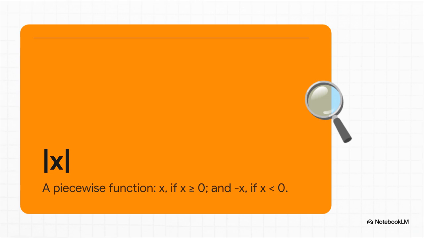Now, this is how mathematicians write down the official rules for calculating that distance. It's called a piecewise function, which sounds complicated, but it's not. All it says is, hey, if a number x is already positive or 0, its distance is just itself. But if x is a negative number, we have to flip its sign, we multiply it by -1 to get its positive distance. So the absolute value of -3 becomes -(-3), which of course is +3.